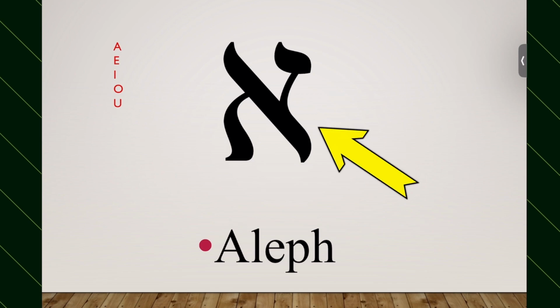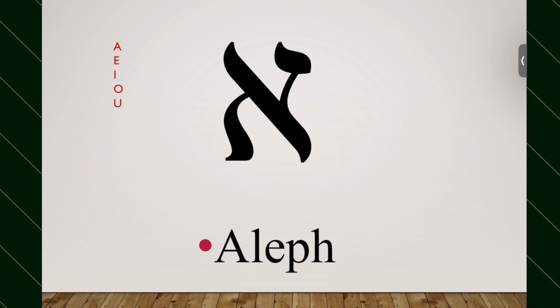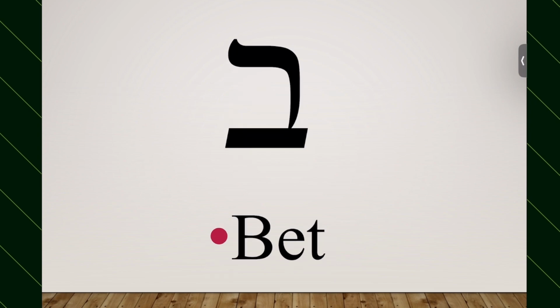The first letter is Aleph. You can see in red here, this is a transliteration. Aleph has the sounds A, E, I, O, U, depending on the nikud. If you don't know what nikud is, those are the small symbols on the letter. I'll show you an example. Depending on this, the letter will have one of those sounds. Okay? We'll have a separate lesson for nikud. For now, let's just review all the letters.